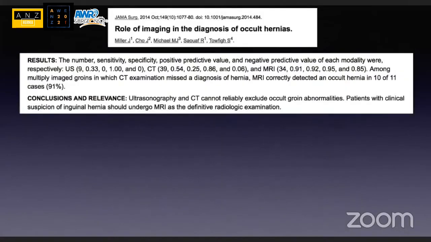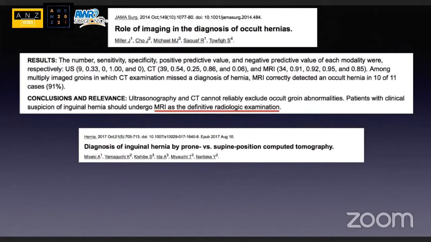So just very briefly reviewing the literature of the various modalities in diagnosing these hernias. If you compare ultrasound, CT and MR, MR is taken to be the most definitive radiological examination.